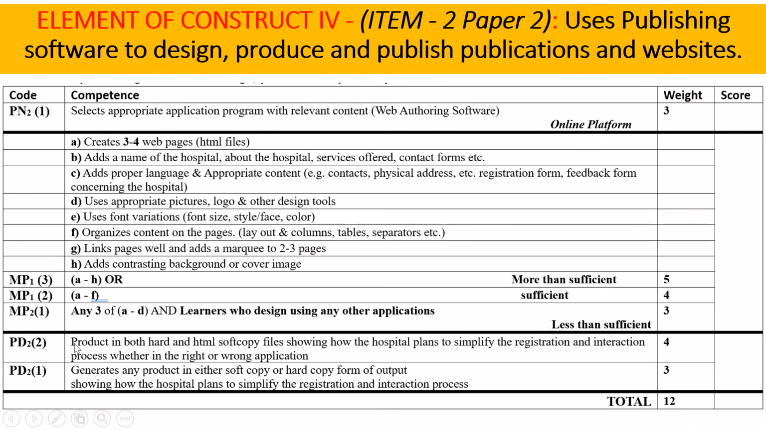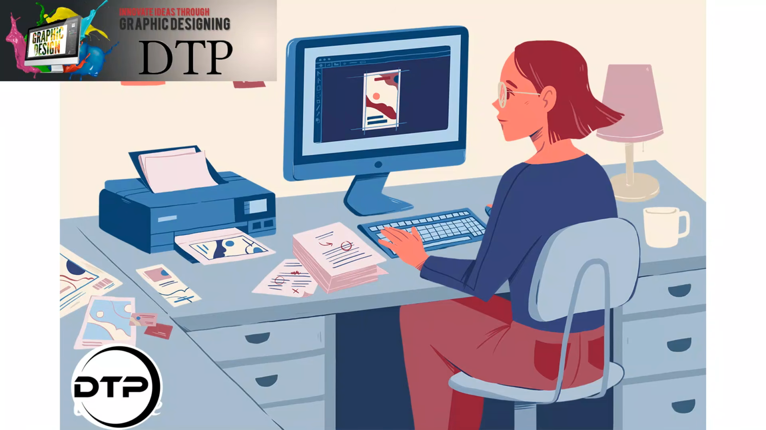Then the product, we need to see a product both in hard copy and HTML soft copy files. How the hospital plans to simplify the registration and interaction process, whether in the right or wrong platform. But at least we are seeing you have used a relevant web authoring software. So total 12.